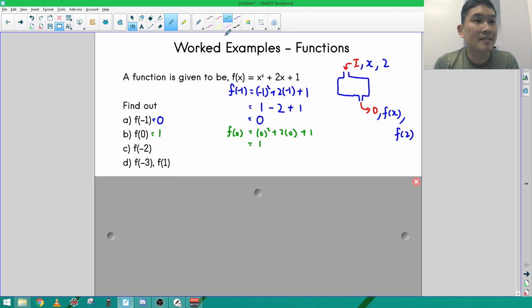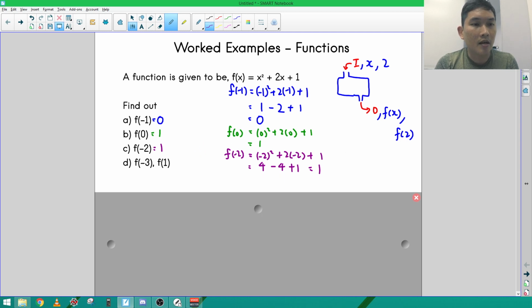Now let's look at part C. Let's do f of negative 2. So f of negative 2, we're going to substitute negative 2 in. There you go. And now we can work out each individual term. Negative 2 squared is going to give us a positive 4. And 2 times negative 2 is going to be a negative 4. And then we add 1. And this will give us 4 minus 4 is 0 plus 1. That's going to give us 1.